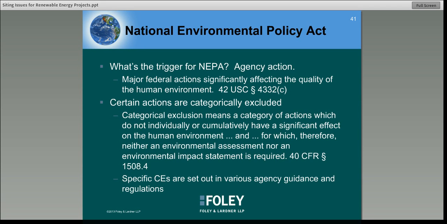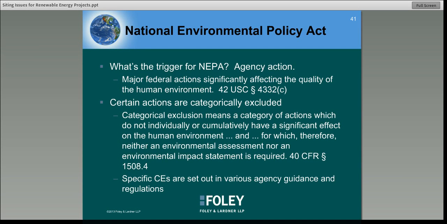And there are certain actions that are considered categorically excluded. The regulations set forth a definition of categorical exclusion: it means the category of actions which do not individually or cumulatively have a significant effect on the human environment. So basically, they're not going to be subject to the NEPA process. Specific categorical exclusions are set out in various agency guidance and regulations. Examples of activities that are considered categorical exclusions include fixing fences along roads, some minimal landscaping activities, or rehabilitating wetlands. And as with anything, there are sometimes exceptions to the exclusions.